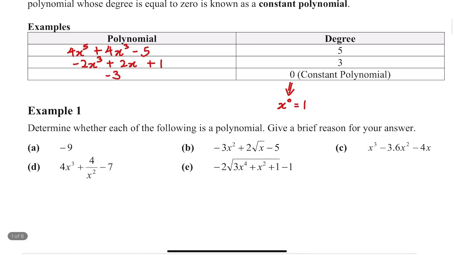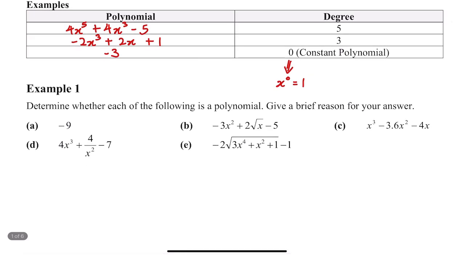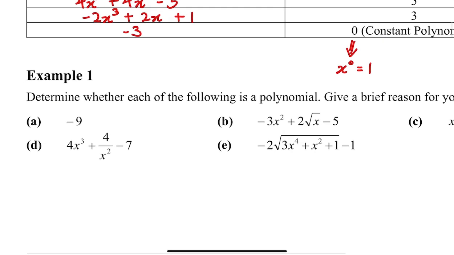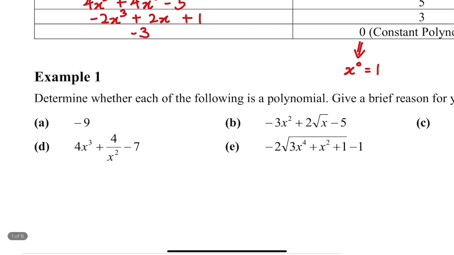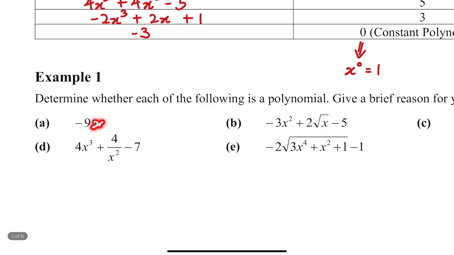So let's look at example 1. Determine if each of the following is a polynomial or not. Let's look at part A. Negative 9, is this a polynomial? I hope you can recognize that it is a constant polynomial. This is an invisible x power 0: negative 9x power 0, which is equal to negative 9. So therefore, this is a polynomial.